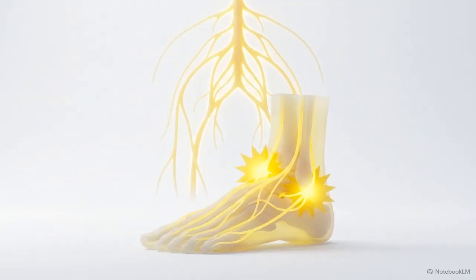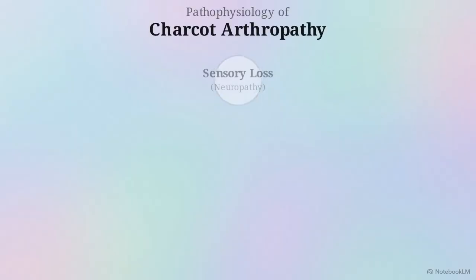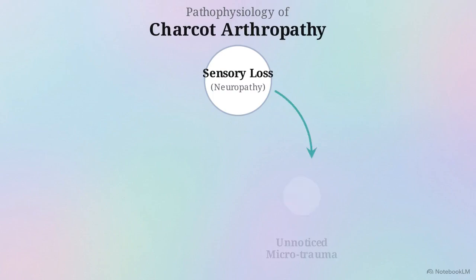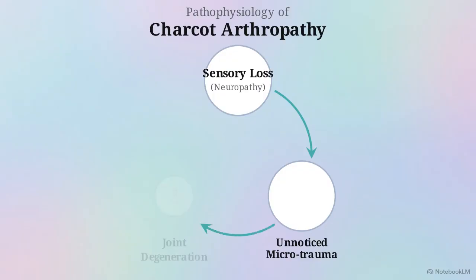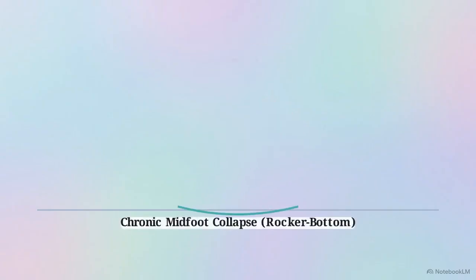The final branch of the algorithm addresses presentations where the nervous system itself drives localized joint destruction or regional pain. Charcot arthropathy is driven by profound sensory loss, typically in diabetic patients. This neuropathy allows repetitive, unnoticed microtrauma to occur during weight-bearing, which progressively destroys the joint structure. The clinical progression moves from an acute, warm, and swollen foot to chronic midfoot collapse and the formation of extra-articular bone fragments.